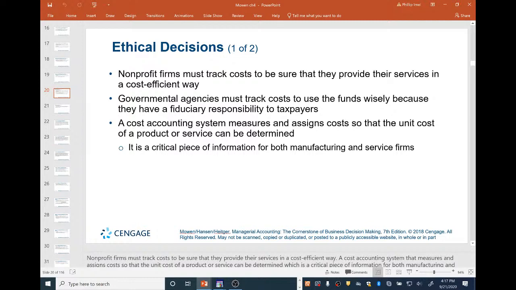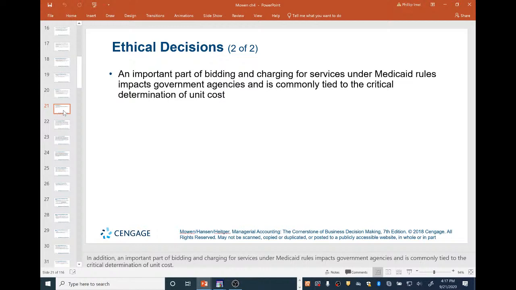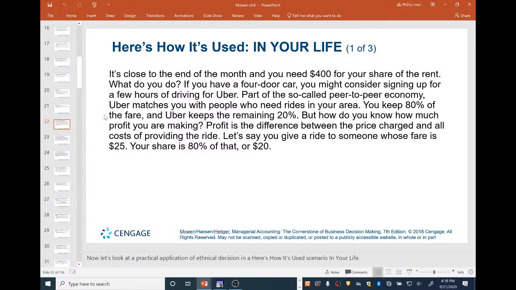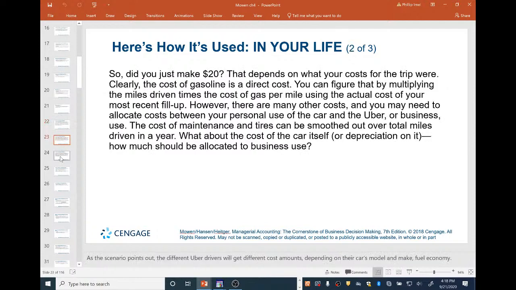Okay. A cost accounting system measures and assigns costs so that all unit costs of a product or service can be determined. And obviously, we've established this is critical for both service firms and manufacturing firms. And it's saying here too, it ties into some Medicaid rules as well. So ethical decisions, I'm not really worried about touching on this a whole lot here. Just know you always have to make decisions based upon ethics, because you always have to be concerned with whatever's happening in the environment or to other individuals and so forth. Okay. I'm not going into how it's used in your life.